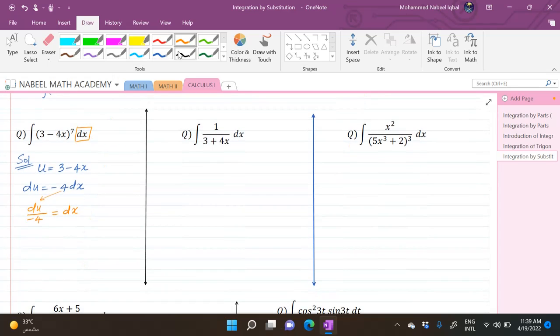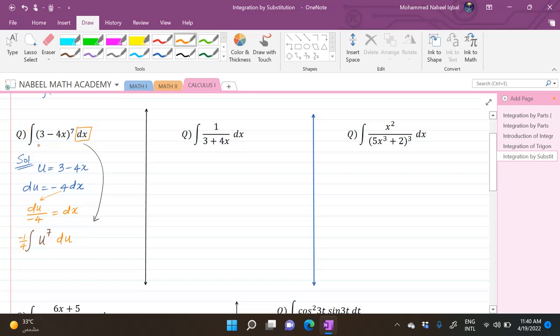So what happened here? du over minus 4 equals dx. Now the whole integral is changed in terms of u. The whole integral is converted into 3 minus 4x as u to the power 7, and the dx is written as du over minus 4. It is a constant, so I write it outside the integral, and du is inside. So now the integral is converted in terms of u. Now you can easily integrate.